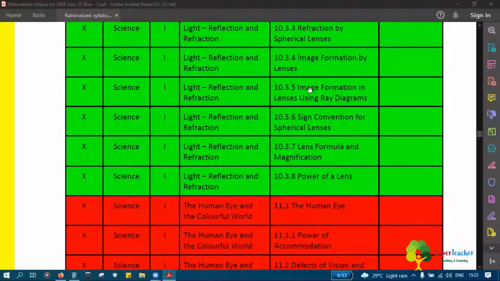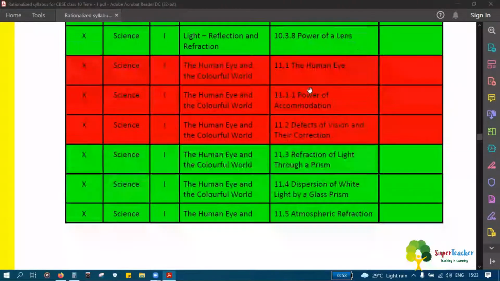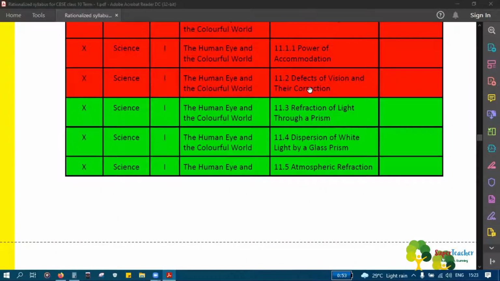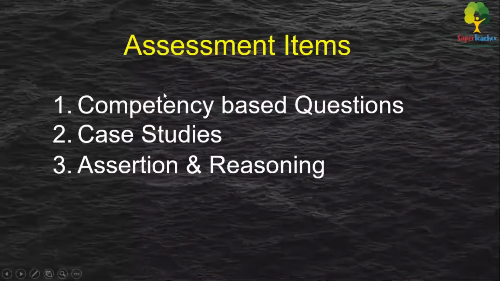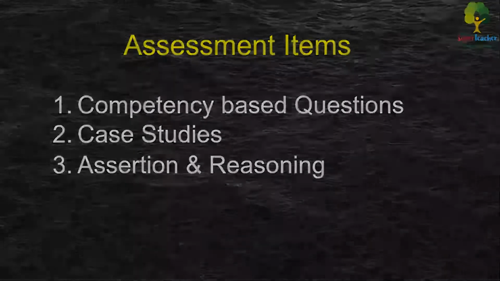So this is where it becomes very crucial for us to know what are the things that have been removed and what are the other things which are present. When it comes to assessment items, we have competency based questions, case studies, and assertion reasoning. We'll be discussing more on this in the upcoming videos, so stay tuned for that.